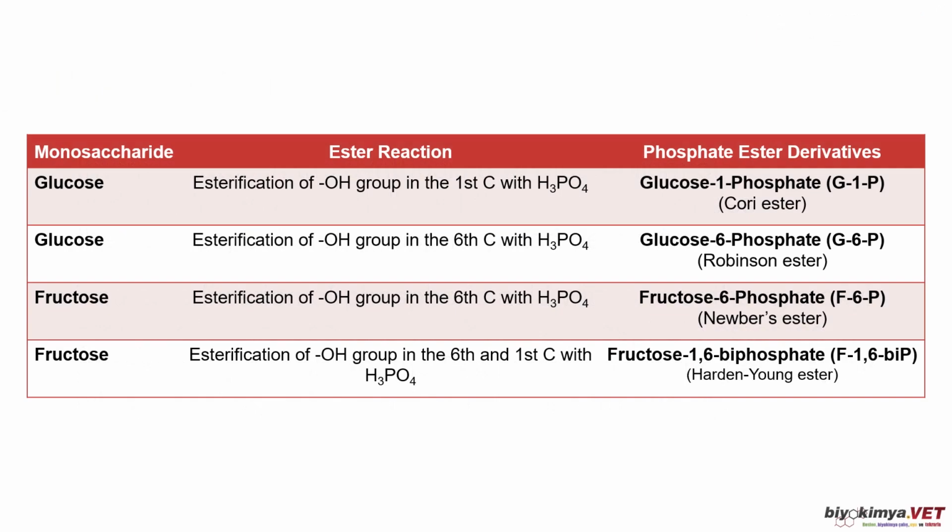Here are two monosaccharides, glucose and fructose, and their phosphate esters or phosphate derivatives. For glucose, there are two given here: glucose 1-phosphate and glucose 6-phosphate, and for fructose, fructose 6-phosphate and fructose 1,6-bisphosphate. And also there are common names: Cori ester, Robison ester, and Harden-Young ester, and they are important intermediate metabolites in carbohydrate metabolism. And we'll finish the monosaccharide derivatives.